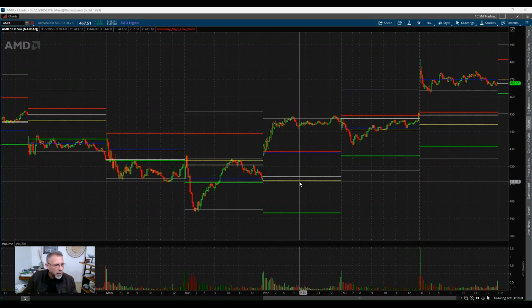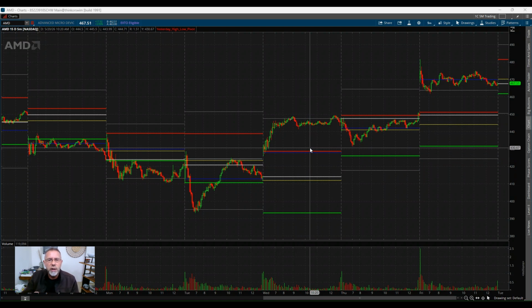And then it also plots the pivot. The pivot is the high, low, and close divided by 3. They also call that the typical price. Typical price is high, low, and close divided by 3. And then it also prints the daily R1 and daily S1. R1 is resistance 1 and S1 is support 1. There's also daily R2, daily S2, but I only do the R1 and S1.